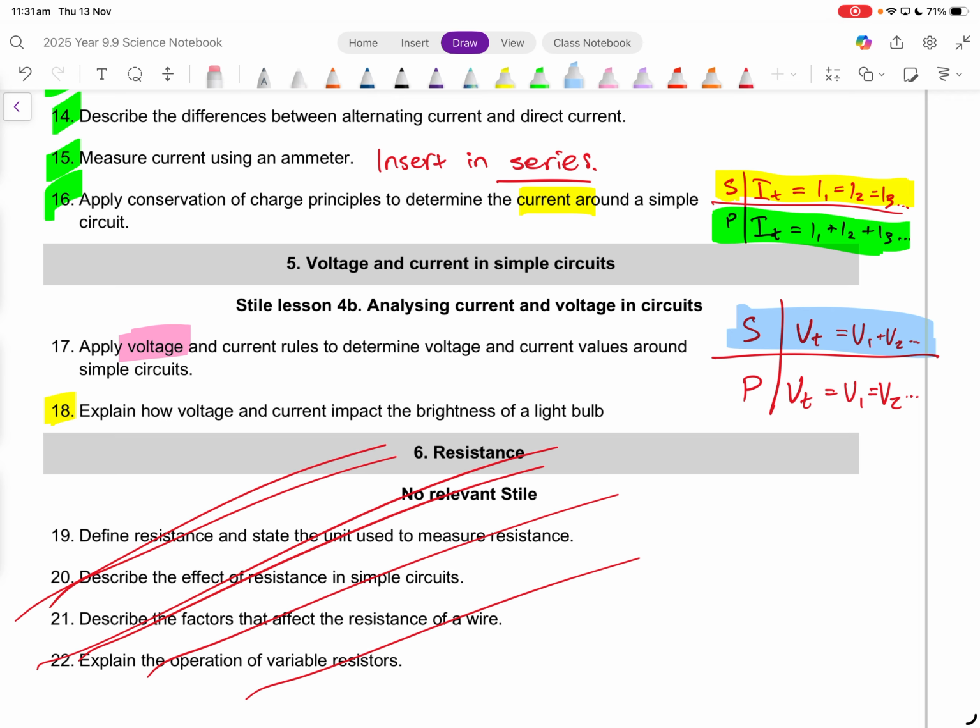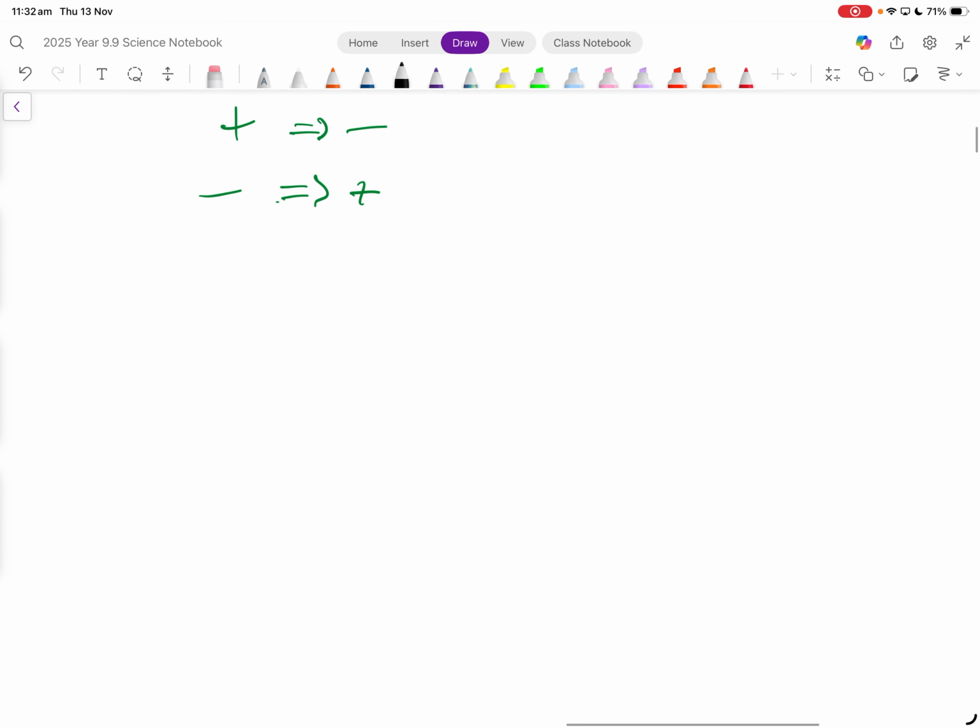So, 17, done. Look, you can go and practice those later. You've got plenty of practice examples. What we're going to do now is some explanation. So, let's think about voltage and current impacting the brightness of a bulb. And this comes back to our definitions of things. So over here, if I jump down a little bit, we've got 18.